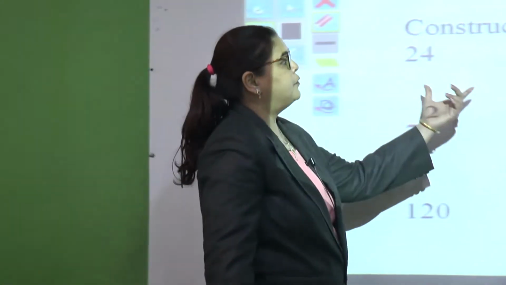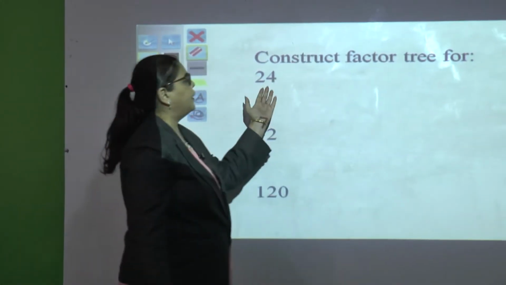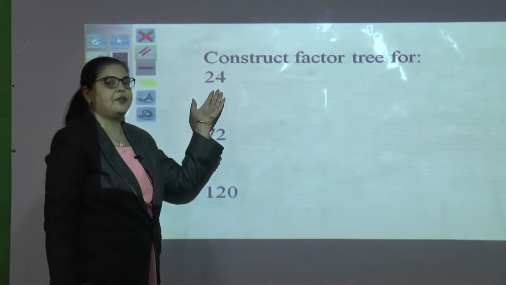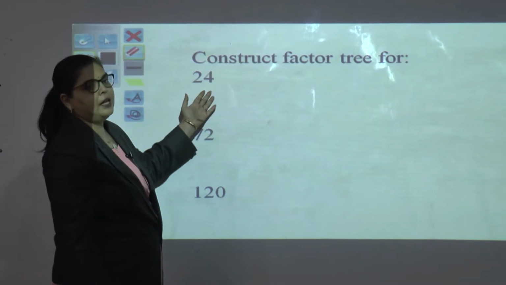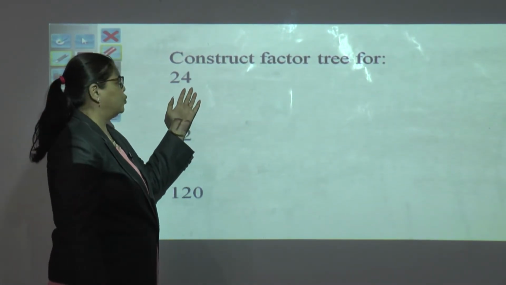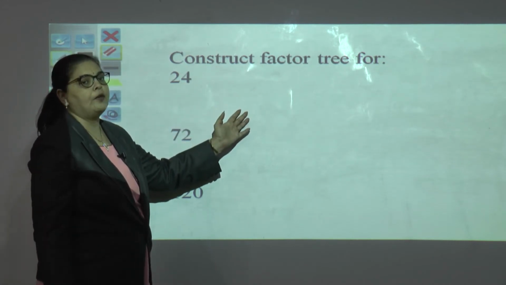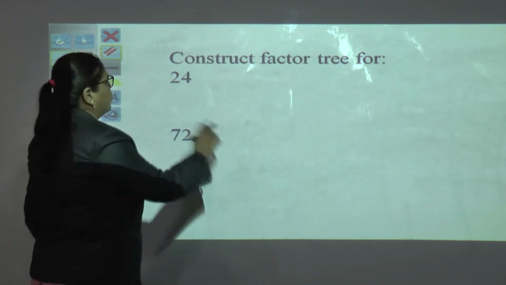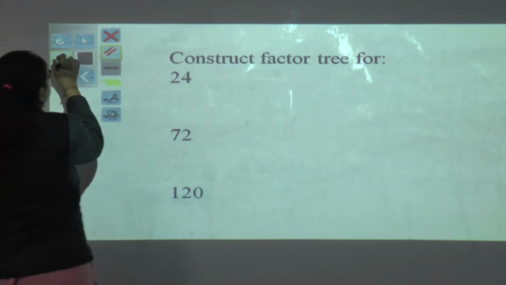Construct a factor tree for 24. Already in the previous class I told you, when there is an even number in the ones place, it is divisible by 2. So it will be easier to find the factors of this. So one by one we will start.